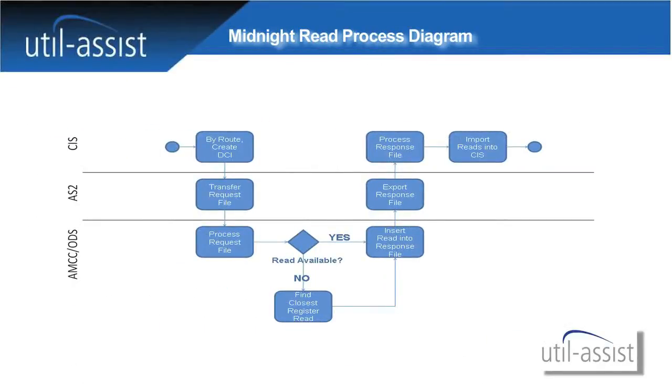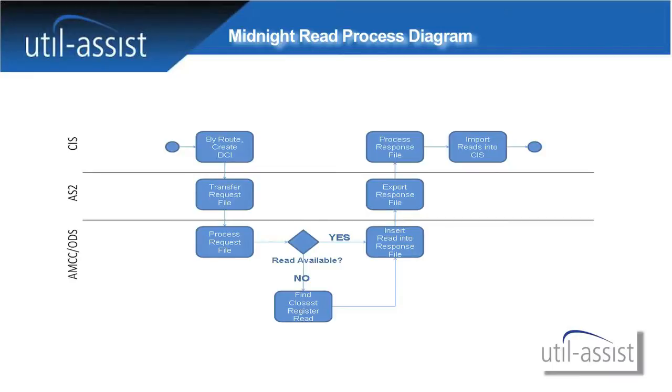This is a sample business process diagram for the midnight read process. Mike Strano walks you through the process. This business process diagram is generically illustrating just a request file, and you just stick the name DCI, DCO in there if you're going to use an MVRS file format. Put that through your AS2 or some other file transfer protocol to your ODS. We've got this labeled as AMCC/ODS.